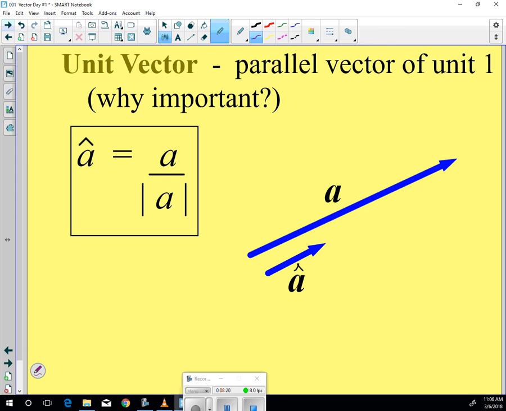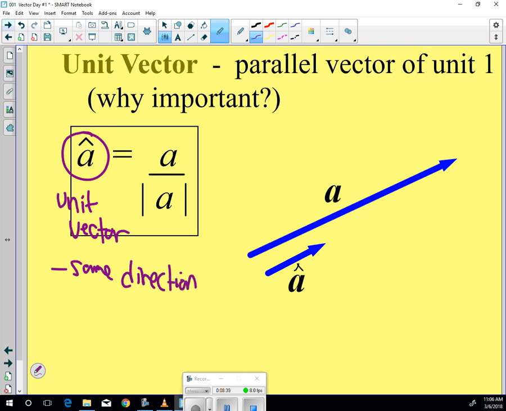Now, we're going to do something kind of weird, and it's going to seem really hard at first, but it's really easy in the long run. This little symbol with a hat on it is called the unit vector. And all the unit vector is, is that it has the same direction, but the magnitude equals 1. Now you might say, well, why would you want to do that? Who cares about finding a magnitude of 1?